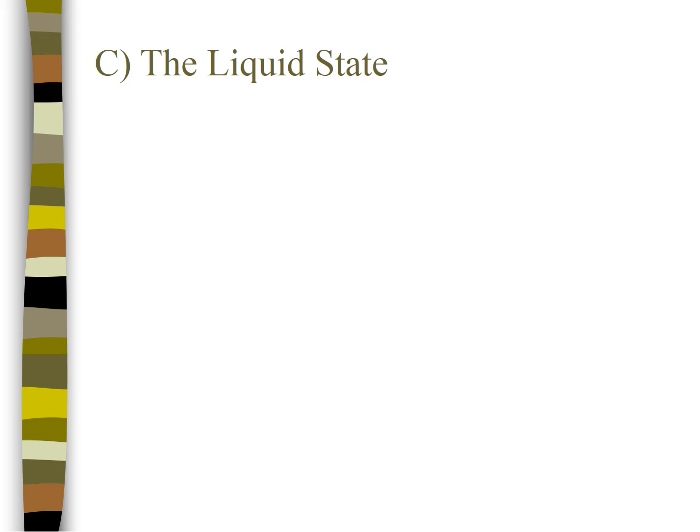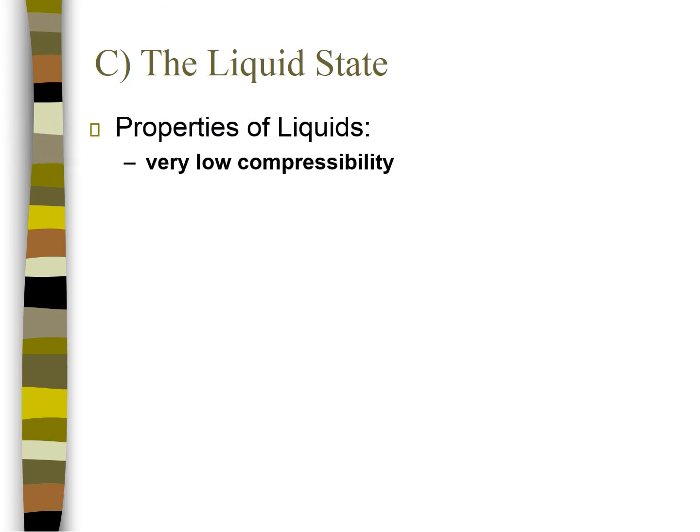Alright, in this video we're going to take a short look at the properties of liquids and the liquid state as part of the unit on liquids and solids in advanced chemistry. Properties of liquids, and as we go over them, I want you to compare them to those of gases that we've already studied. Liquids and solids have very low compressibility.